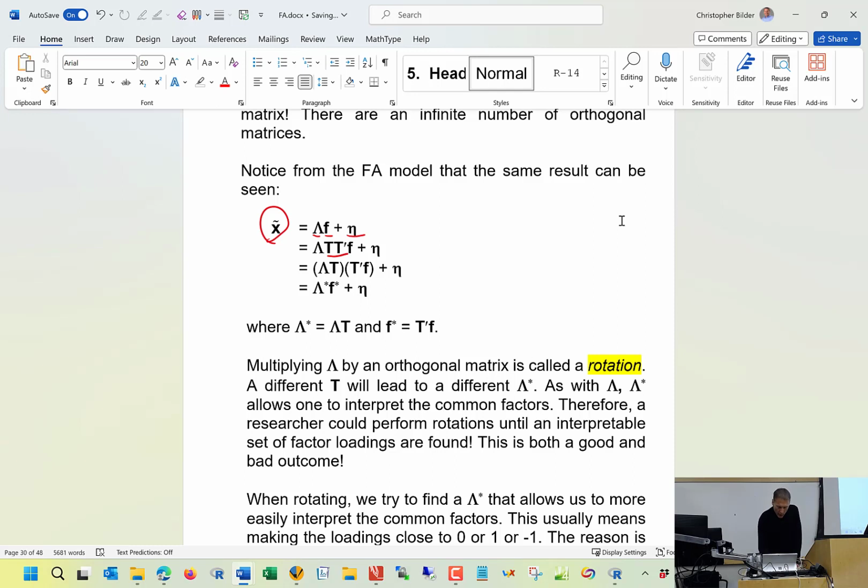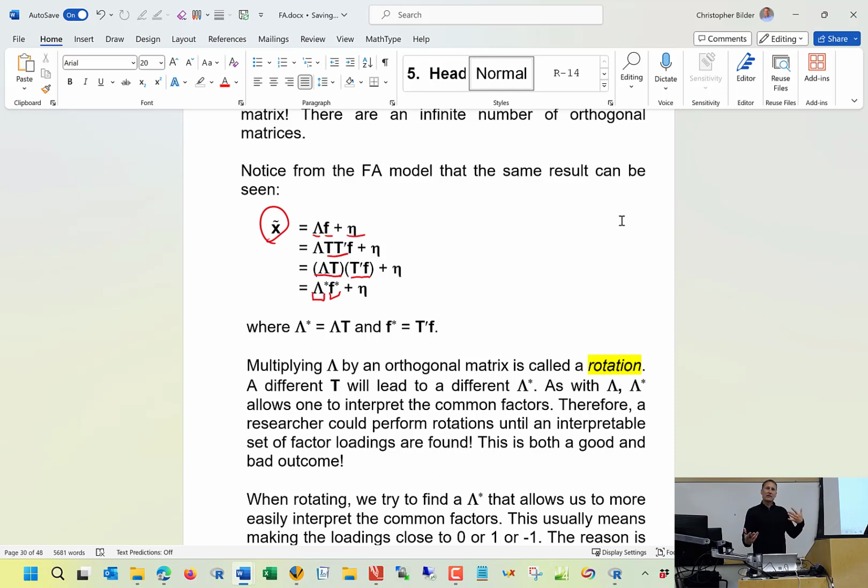I reorganize some stuff, so I have a lambda T. I have a T prime f now as well. And how about we just say, okay, we'll call that lambda T lambda star, and we'll call T prime times f, f star. And now I have this new model. These f stars are a new set of possible common factors.